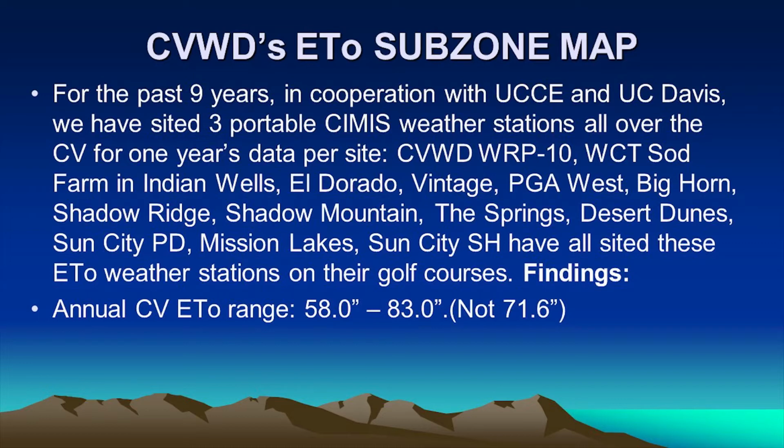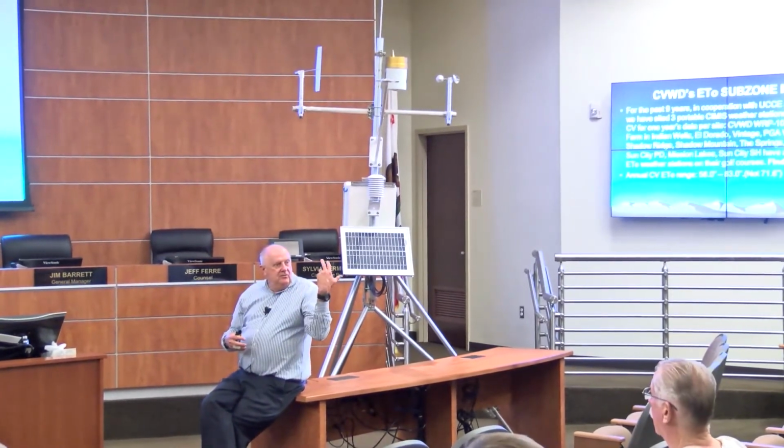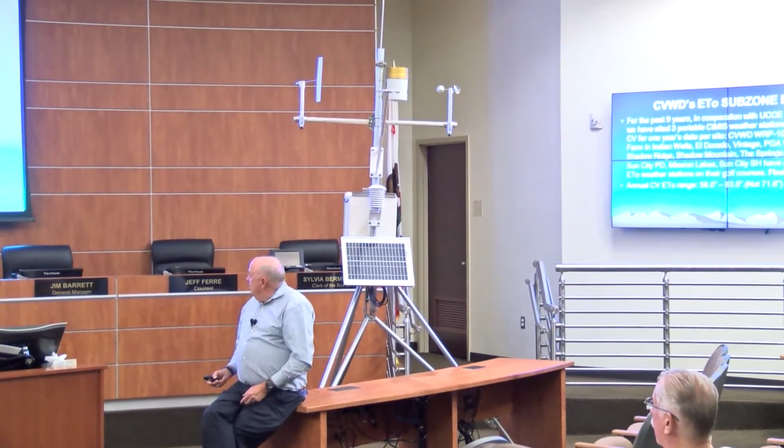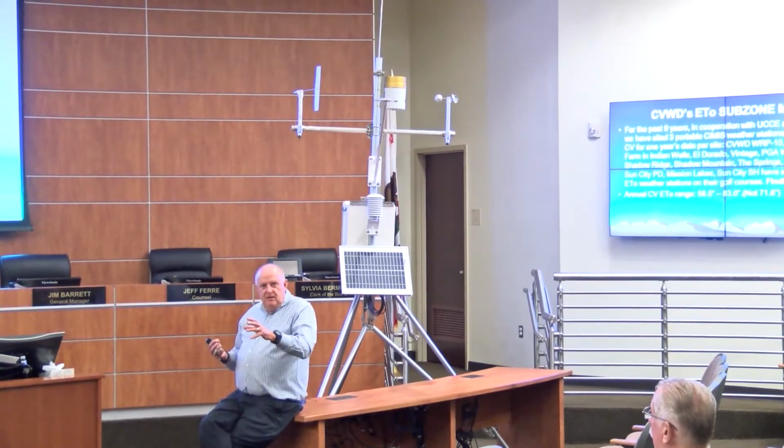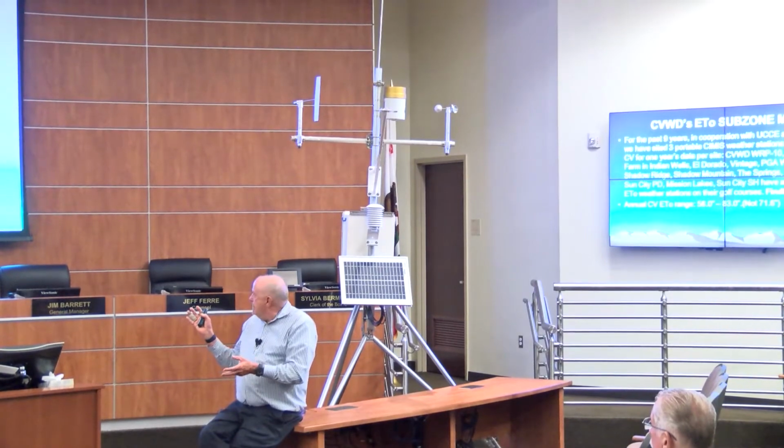And I'm going to tell you how to have access to it, because you need to know. For the past 9 years, in conjunction with the University of California, Cooperative Extension, and UC Davis, we took a portable weather station that we calibrated next to one of our CIMIS stations and moved it around and compared the two. So for a year, to see if everything was 71.6, like the state said.